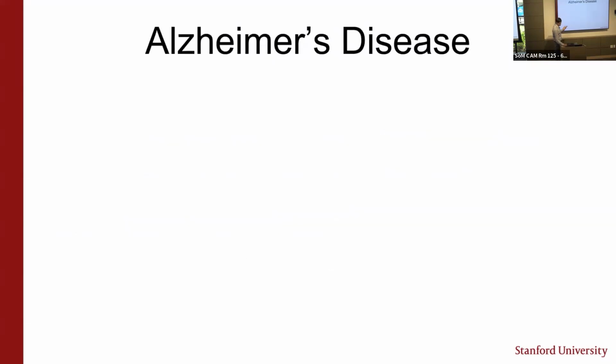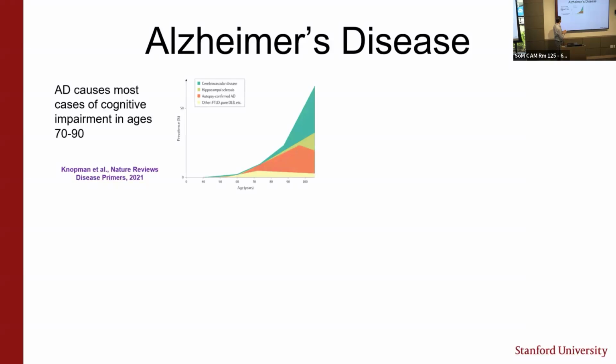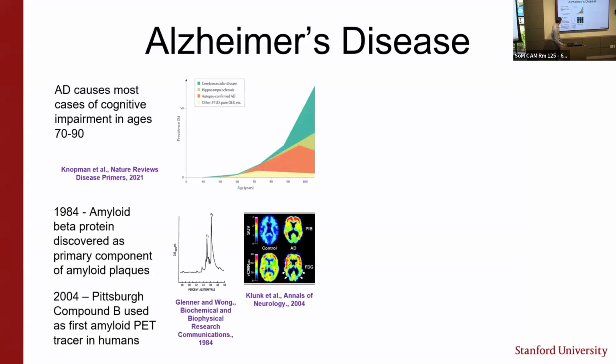So we're all obviously familiar with Alzheimer's disease. It is, of course, the most common cause of cognitive impairment in ages 70 through 90. And since the mid-1800s, we've known that amyloid plaques have been composed of beta amyloid protein. If you fast forward about 20 years from that, we've been able to image this amyloid in real time in humans through Pittsburgh compound B in amyloid PET.